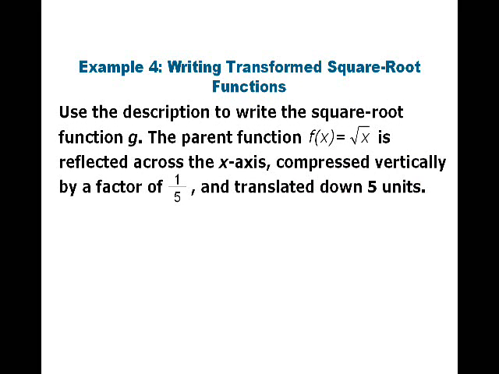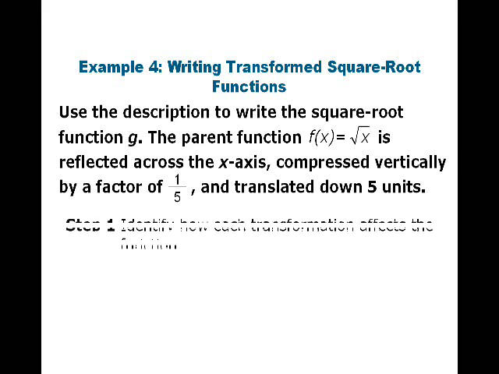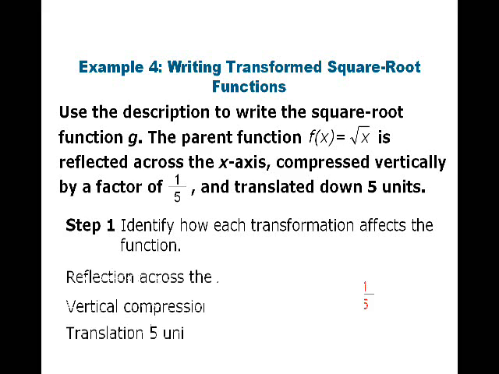Okay, let's do this backwards now. We're given a description and we want to write the new function for g. So if we have the parent function, the square root of x, and it's reflected across the x-axis, compressed vertically by a factor of 1/5, and translated down 5 units, let's figure out what each of those things mean when it comes to our function.